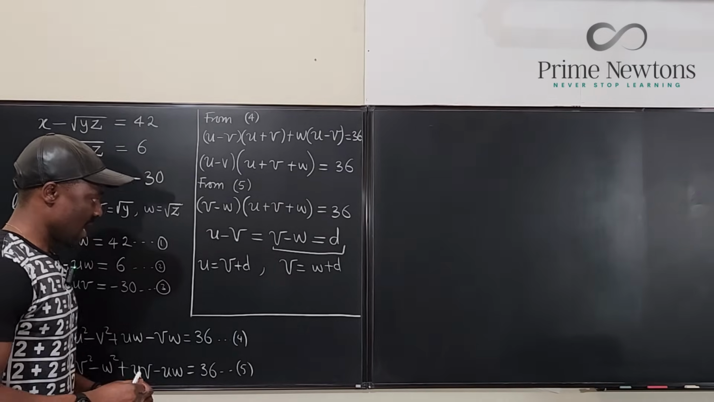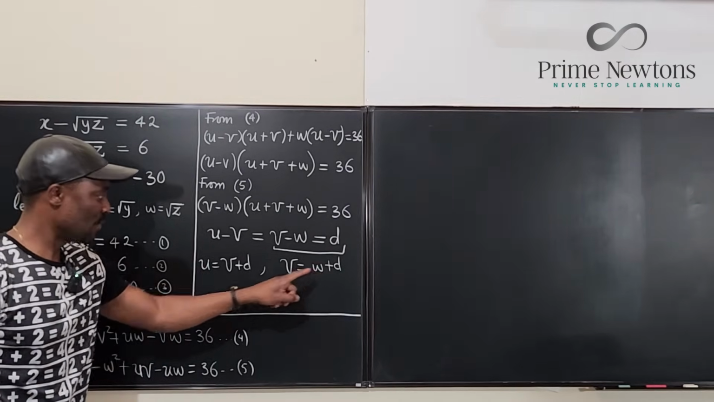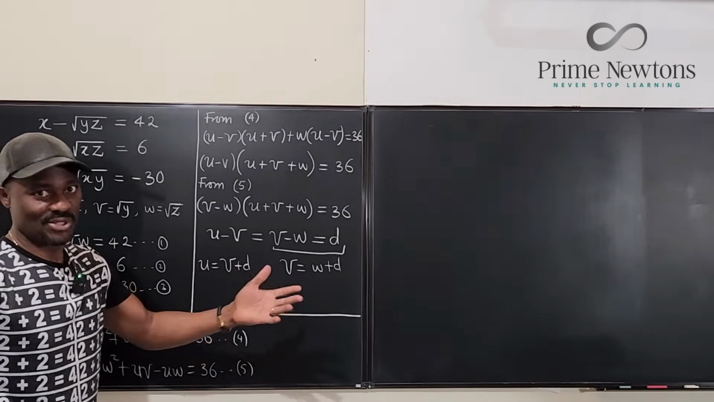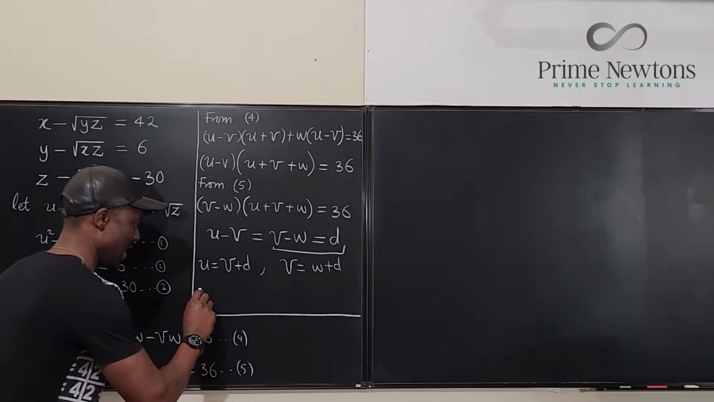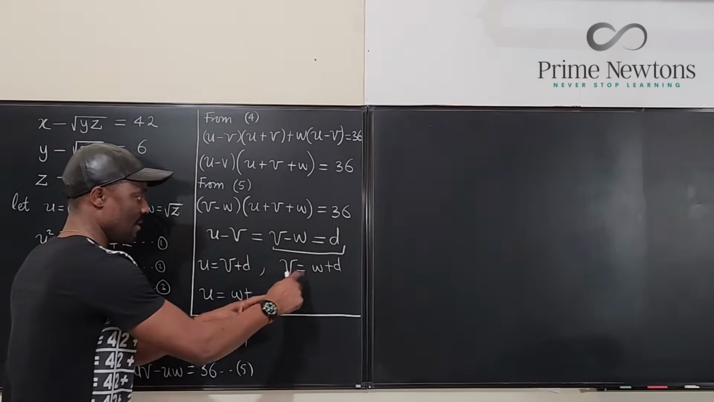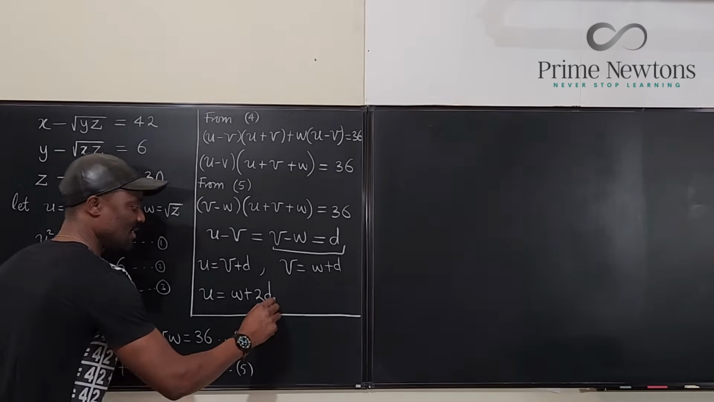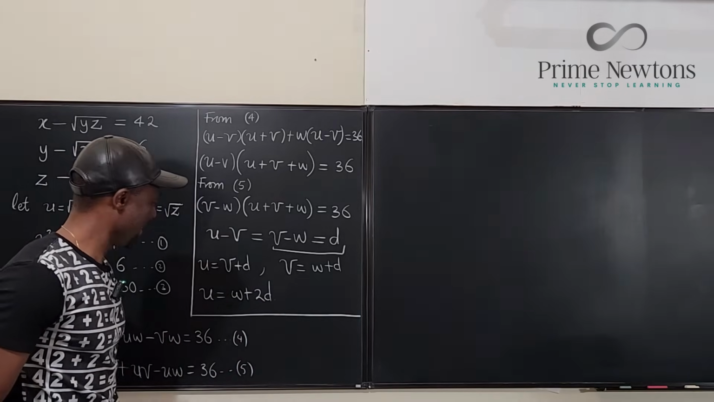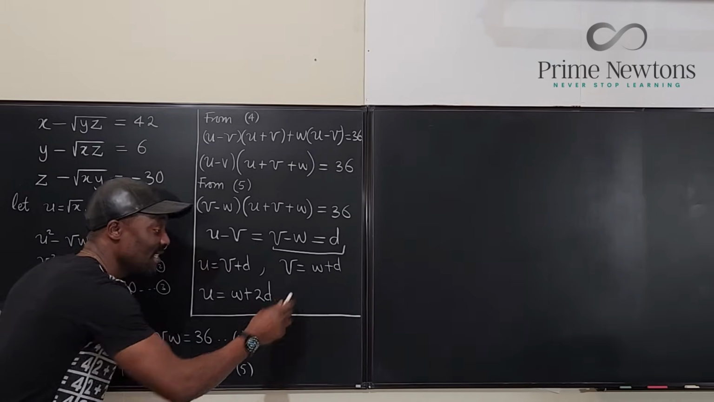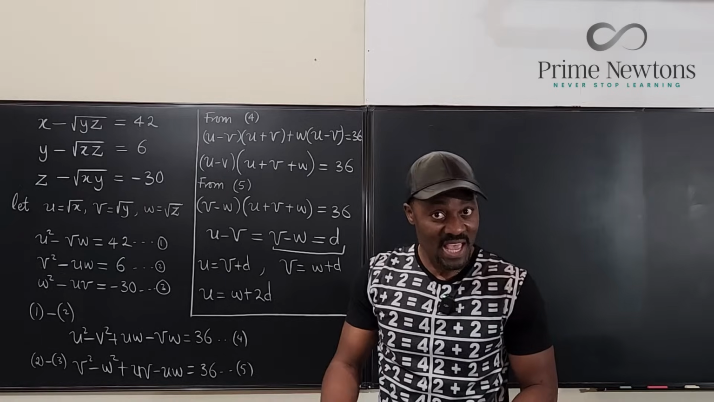Therefore, we can write u in terms of w, because we know that v is w plus d, so u is w plus 2d. U will be equal to v plus d, which is w plus 2d. Nice. That's it. We have found a common representation for w, v, and u.